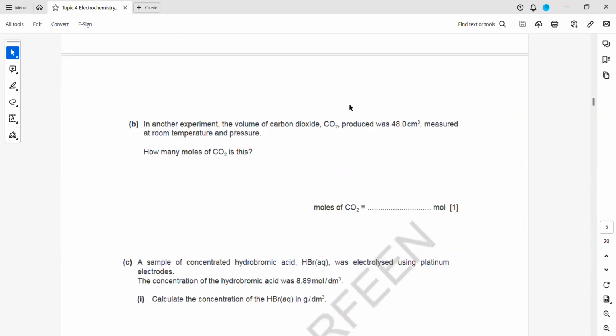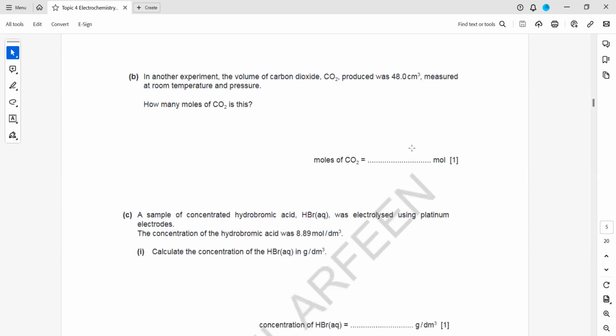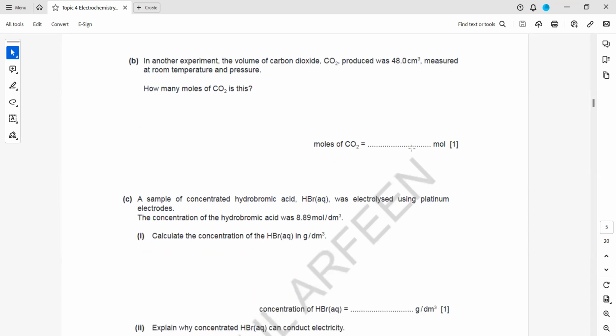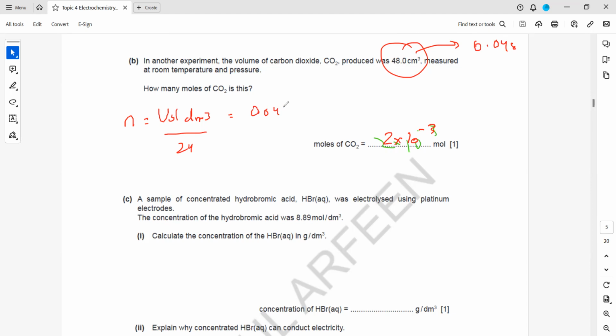Next, in another experiment, the volume of carbon dioxide produced was 48 cm³. How many moles of carbon dioxide are there? It's a gas and the volume is given in cm³. So you can use a formula that moles equal volume of the gas in dm³ divided by 24, or volume of gas in cm³ divided by 24,000. So both are right. Because it is in cm³, we convert into dm³, divide by 1000, so 0.048. So 0.048 divided by 24, we get 0.002 moles or 2 × 10^-3 moles.